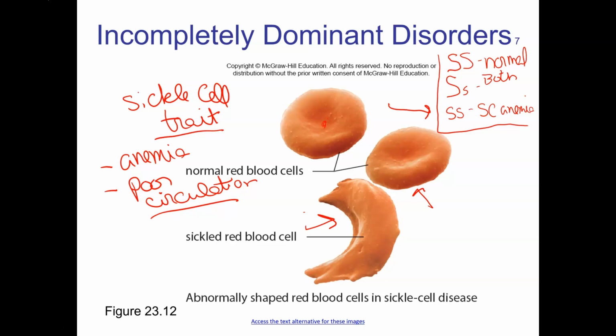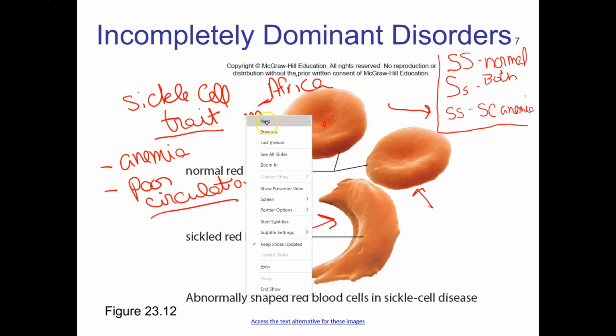What I find interesting in this disease is that where it is most common, since this is a disease that will kill you, typically you would assume that the disease would die out. But because of where it's located, it's most common in Africa. And Africa also is where we see malaria.